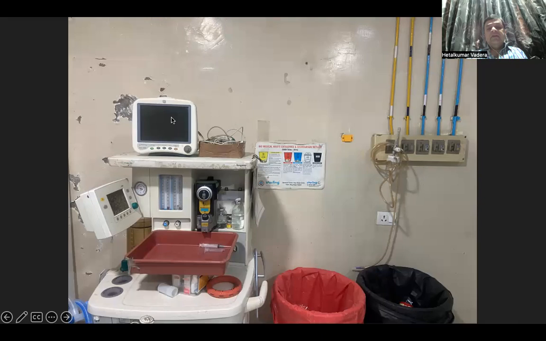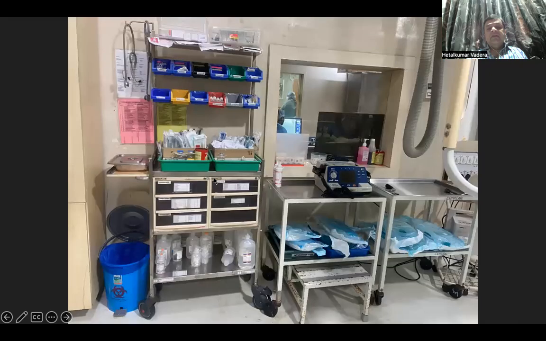We have a monitor with ECG, NIBP, SpO2, ETCO2, and anesthesia gas monitoring. So it is completely equipped, just like an operation theater anesthesia workstation. This is a vaporizer of sevoflurane. So we can manage the patient in a better way.